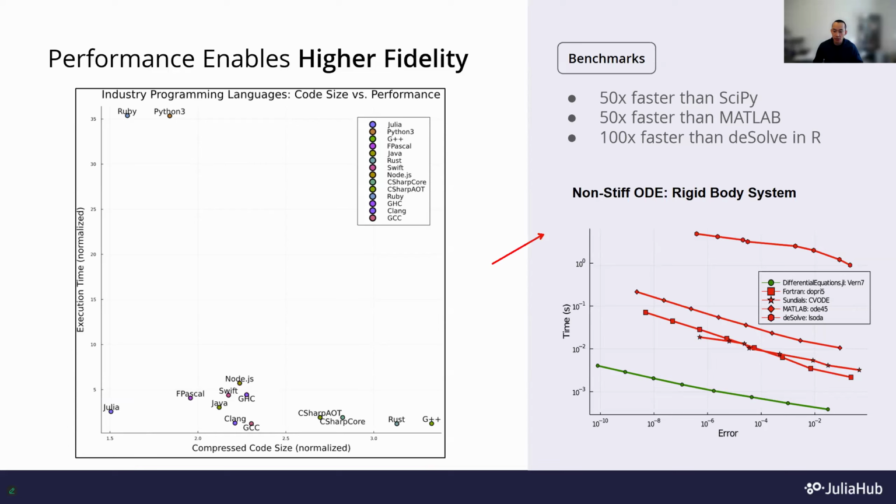On the right side over here, we have some domain-specific benchmarks. Here we have a rigid body system represented as a non-stiff ordinary differential equation. And we can see here that we're going to compare the Julia solution against other solutions implemented in languages such as Fortran, Sundials, MATLAB, and so on. And you can see, as we solve these ordinary differential equations, for any given acceptable error level, we can see that the Julia solution converges anywhere from 1 to 2 orders of magnitude faster than its competitors.